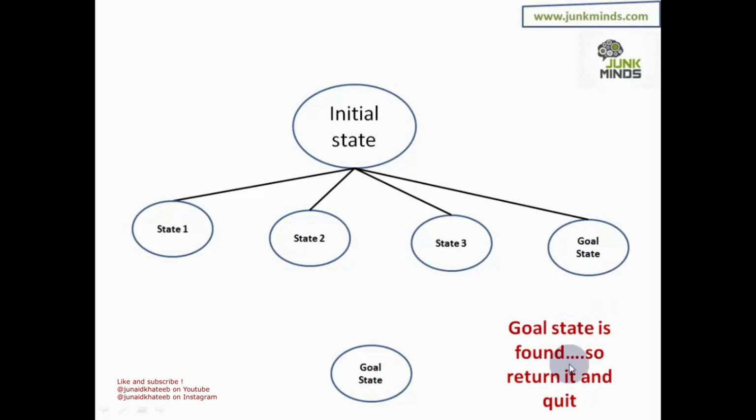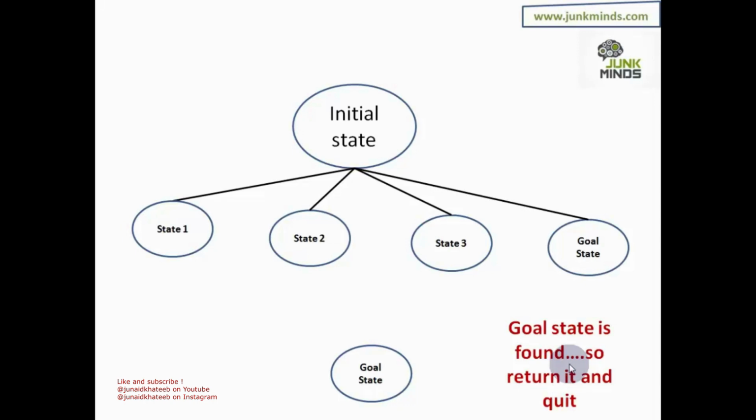So basically, your generate and test algorithm does not have a strategy as such. It keeps on applying the rules, it keeps on getting the new states, it keeps on checking those states, and it will keep on comparing them with the goal state. If they are the same as the goal state, return it and quit.